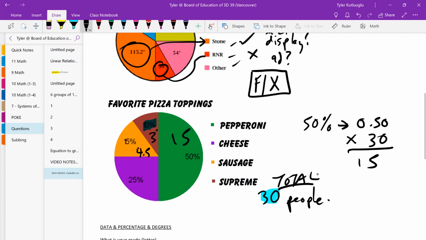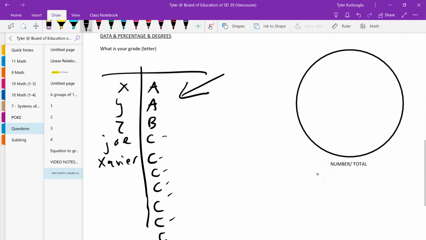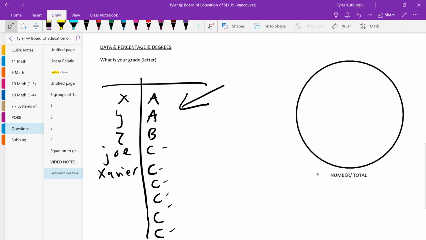Or we could say 25%, so that's going to be 7.5 people. Okay, so getting those ideas, that's how we can see the specific numbers if we need to. Now, let's do one where we're going to draw our own graph.